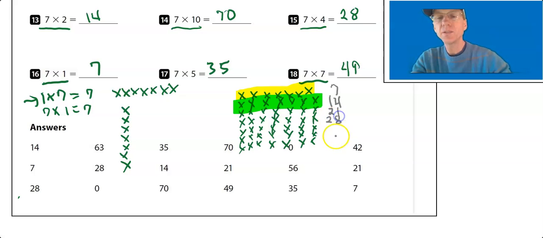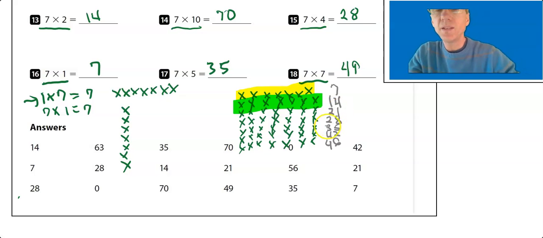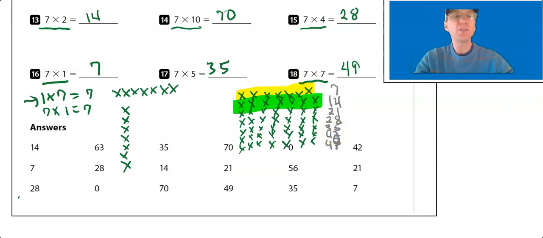28. What would be next? 30. What? 35. Good. 7 more. See if you can guess it before I write it. 42. And 7 times 7, 49. Whoops, that doesn't look like a 9. 49. There you go. Okay, let's go to the next page.